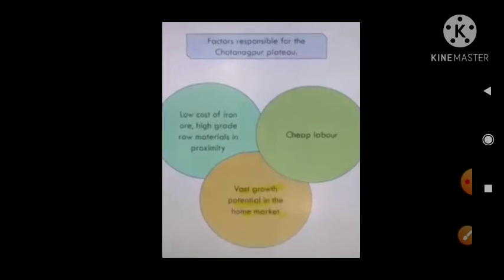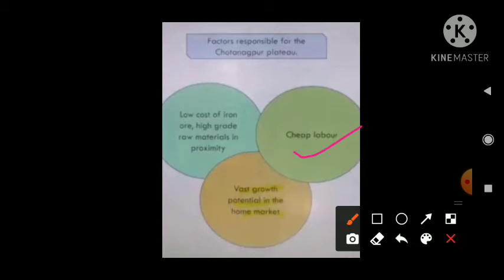So what are the factors responsible? Why does iron and steel have a maximum concentration in the Chota Nagpur Plateau? First is cheap labor. Low cost of iron ore, high-grade raw materials in proximity. Raw materials are near the plateau, and the quality of iron ore is very high. Vast growth potential in the home market. In Jharkhand there is very large production of iron ore. So this is responsible for the higher concentration of iron and steel industries in the Chota Nagpur Plateau.